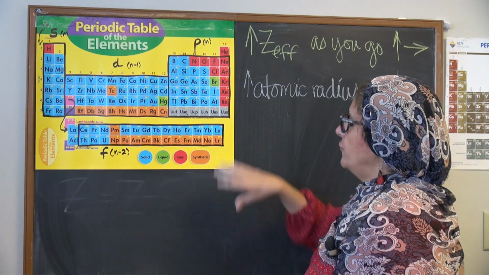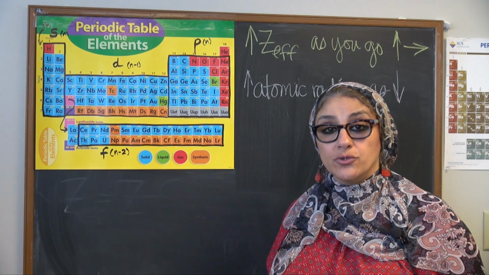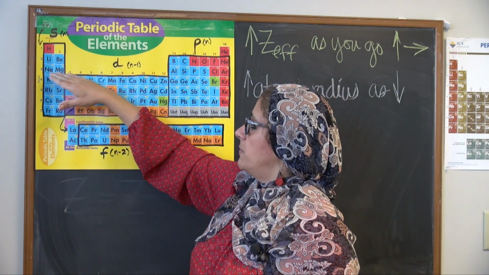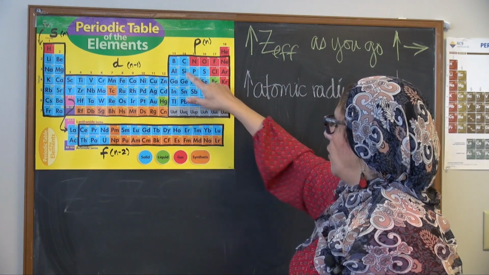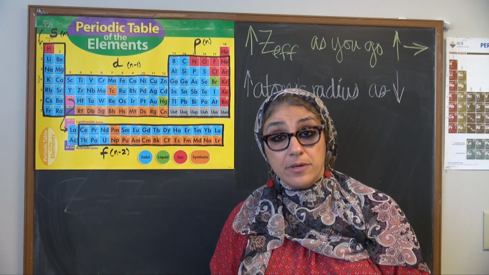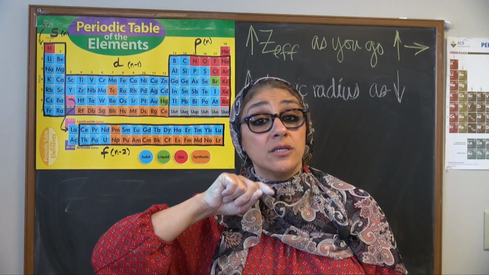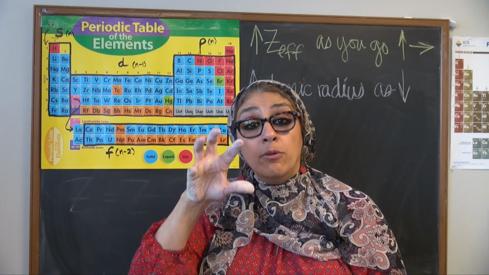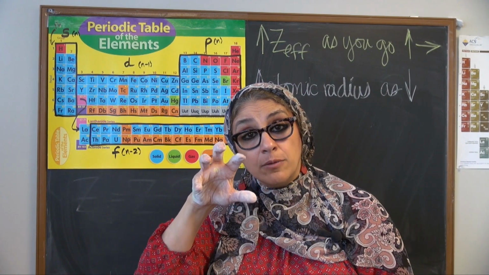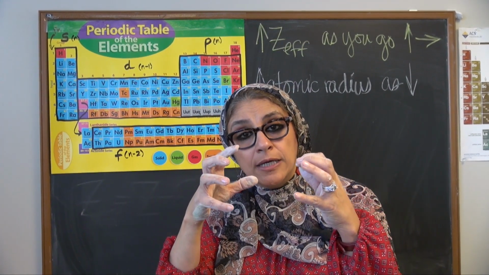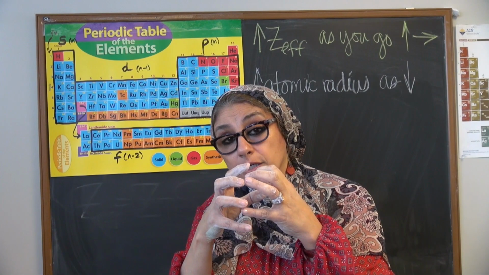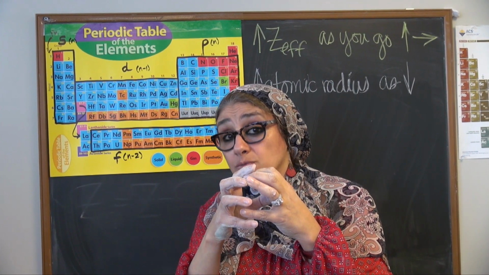Now, what about if you're not changing the shells? What about if you're going from sodium to magnesium to aluminum to silicon all the way to argon? What's going to happen? Well, you're not changing shells, but what is changing is the number of protons. And the more protons you have in an atom, the stronger it's pulling, and the stronger pull from the nucleus is going to cause the atom to become smaller.